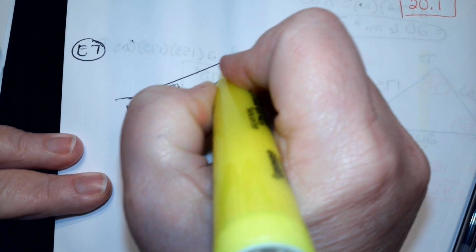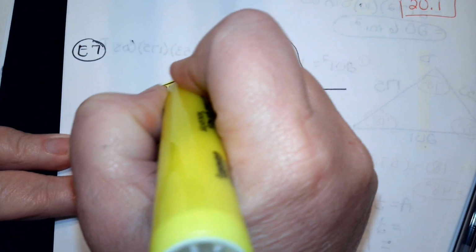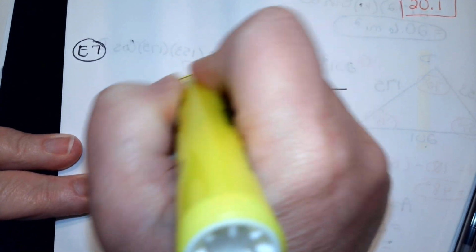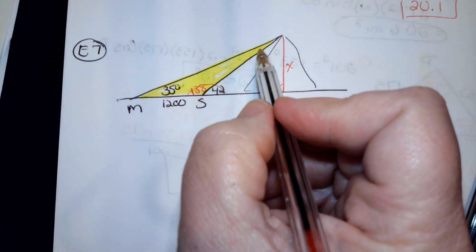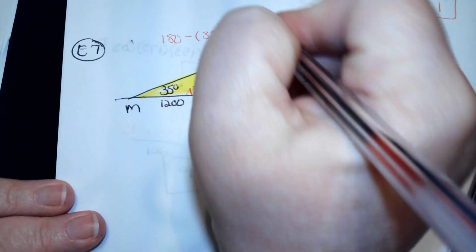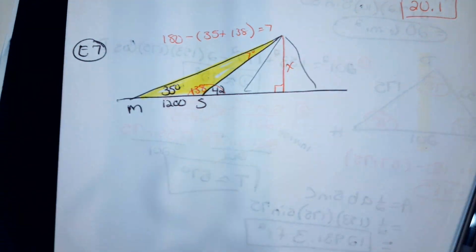If you now notice this triangle right here, we now know 2 angles of the 3. So how can I find this missing angle right here? We can simply say 180 minus 35 plus 138, and that's going to give us 7. So this little angle right here is 7 degrees.